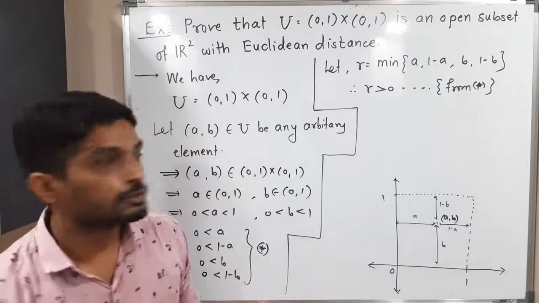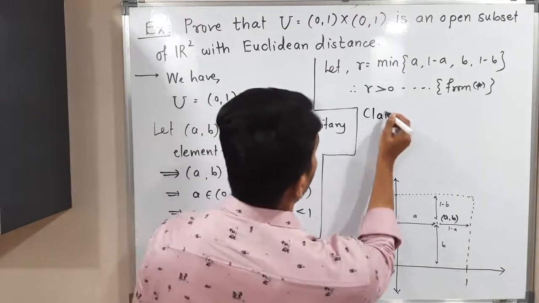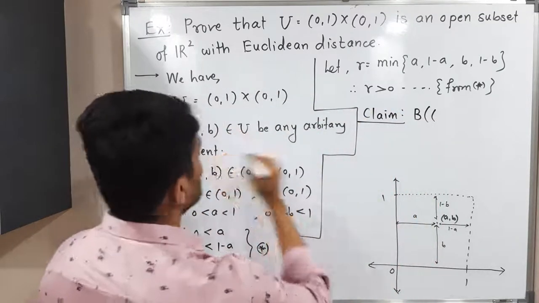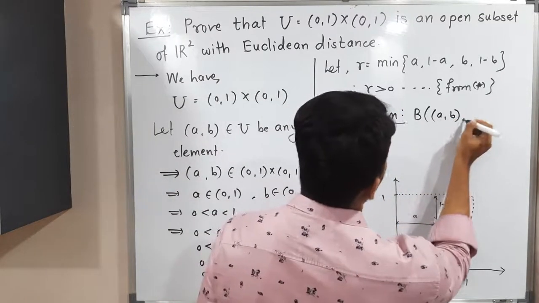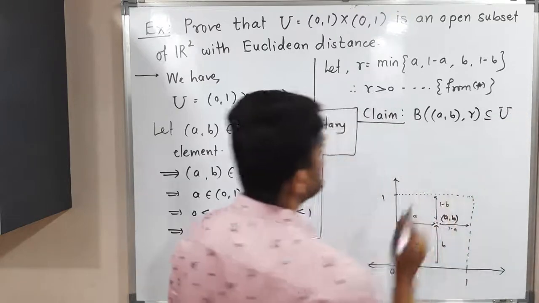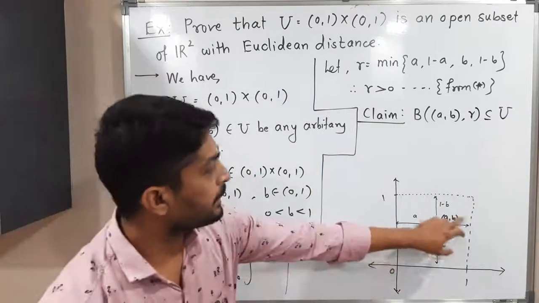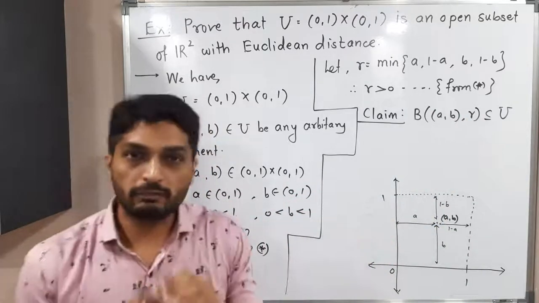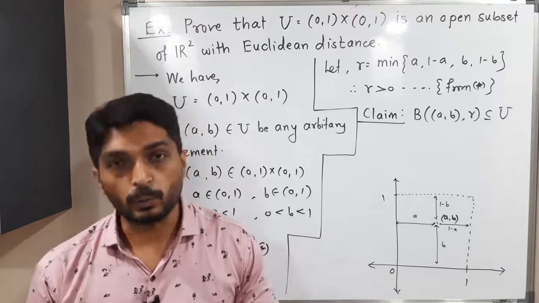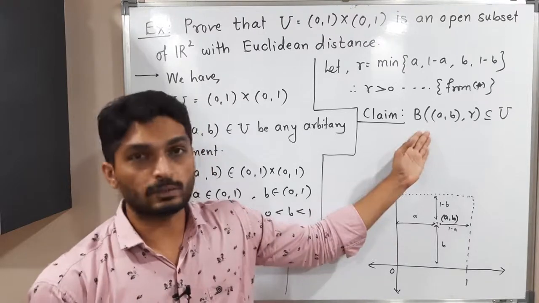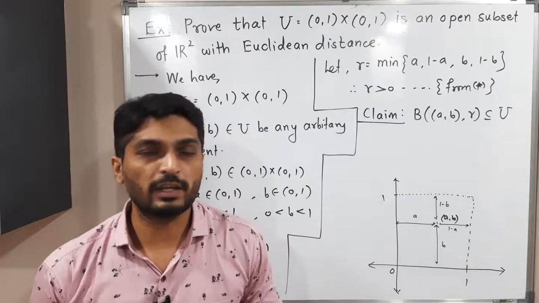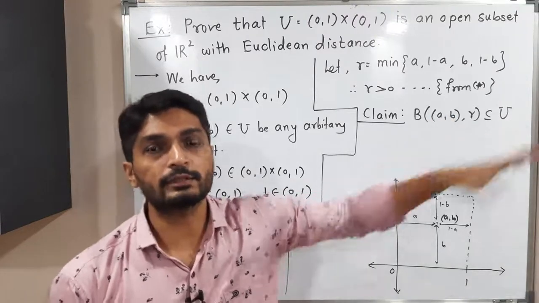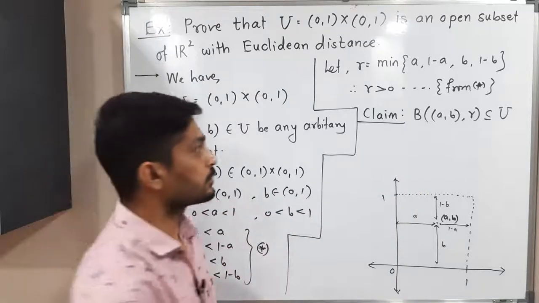So r we have. So now my claim is that the open ball with center (a, b) and radius r is a subset of U. This is my claim. So now we have to prove that the open ball with center (a, b) and radius r is a subset of U. Using this diagram we can easily understand, but mathematically we have to prove. So now the question is how to prove this one. How to prove one set is a subset of another? We have a very simple technique. We take one point from this set and we prove that it is in that set. Same thing I will do.